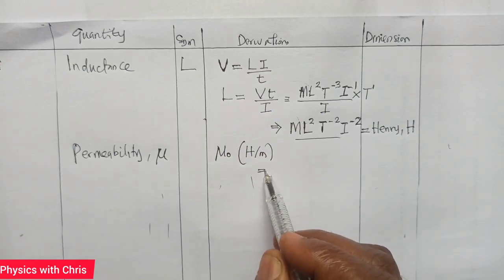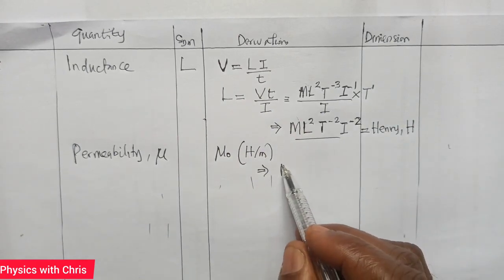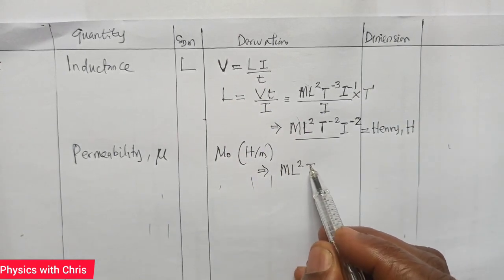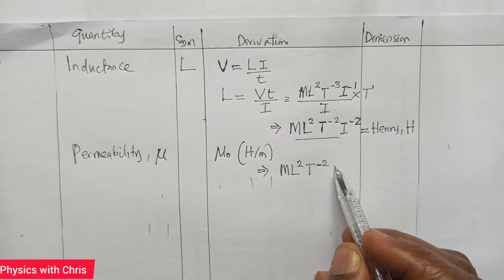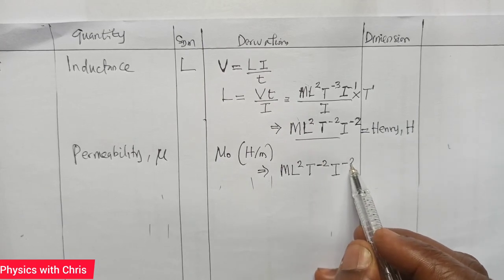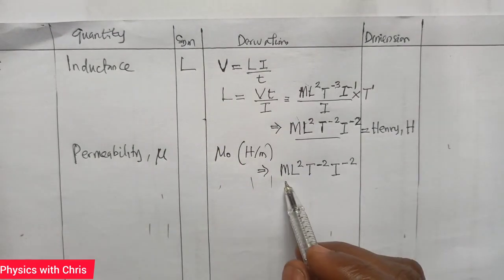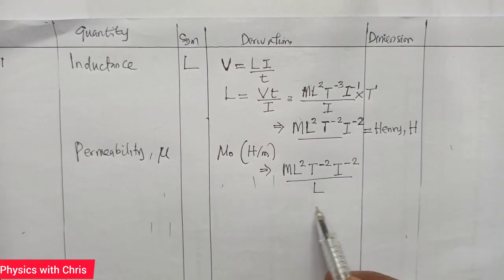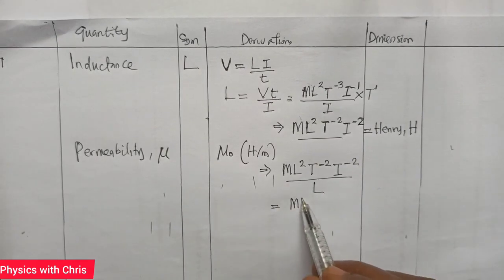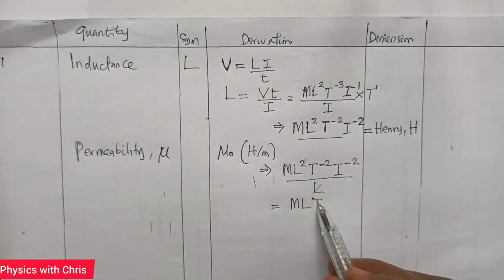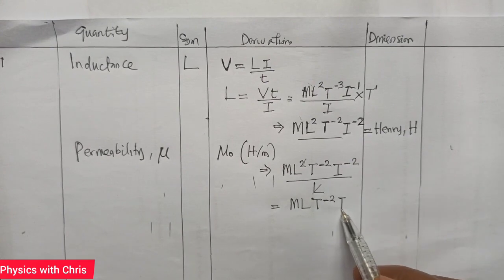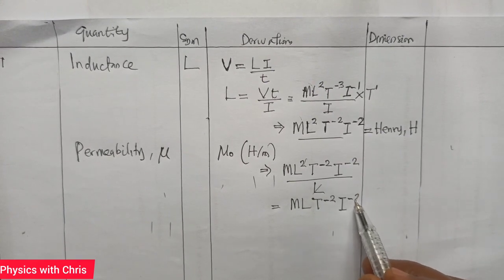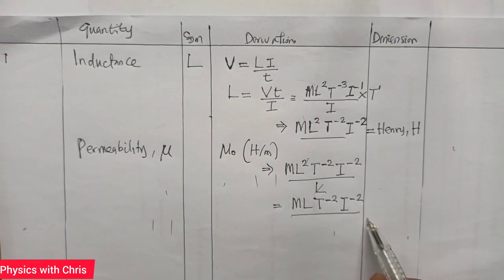So meaning that I'm going to bring in this m L squared t minus 2 I minus 2 as the dimension of Henry divided by length L. So that gives me m L, because this cancels one of these, t minus 2 and current raised to the power minus 2. That gives the dimension of permeability.